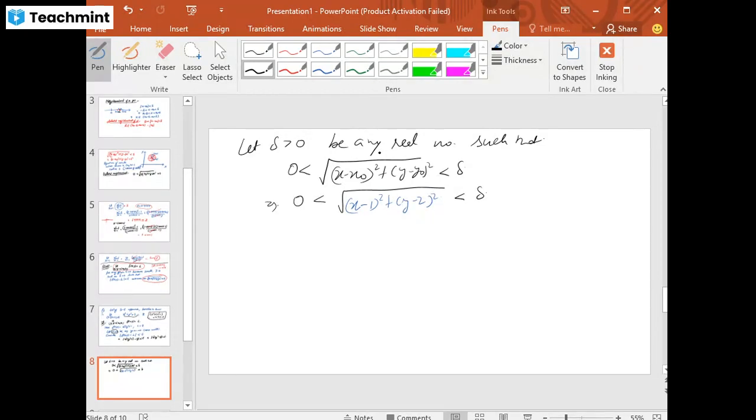Okay, one more thing, because we are considering the relative neighborhood of a point, and we know that square root of a number is always positive. So the minimum value of this particular part is 0. So if this number is 0, it means that the square root of (y minus 2) whole square is less than delta. So it also implies that mod of y minus 2 is also less than delta.